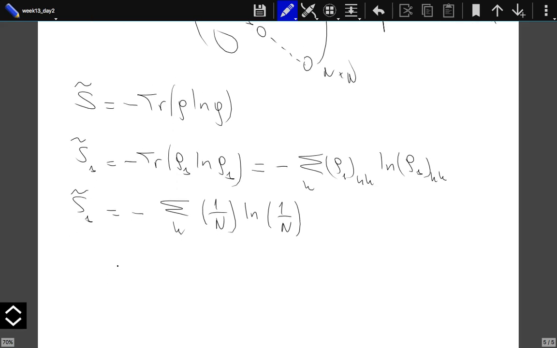This is equal to minus 1 over n times minus logarithm of n. But they are independent of k. All the diagonal elements are the same. I still have the summation over k. K can take n different values because I'm talking about an n by n matrix. This is equal to logarithm of n.